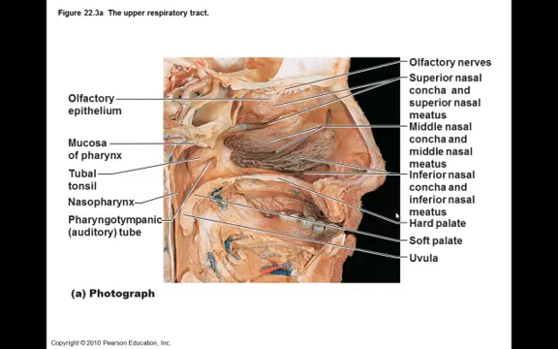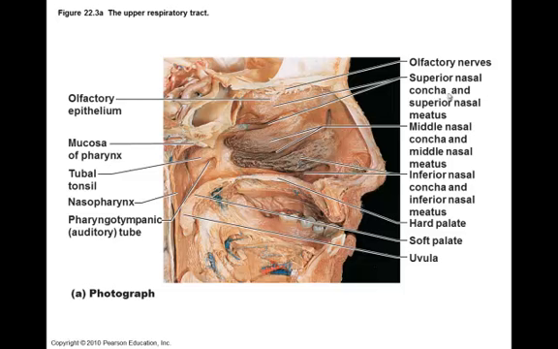So when we would breathe in air through our nares, the air would come in and it would circulate in this fashion before it would go down into the pharynx. These three bumps make sure that the air circulates in this way. And the three bumps are called the conchae. This is the superior nasal concha, the middle nasal concha, and the inferior nasal concha.